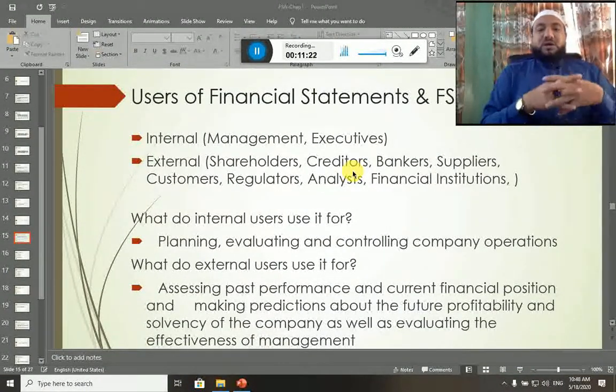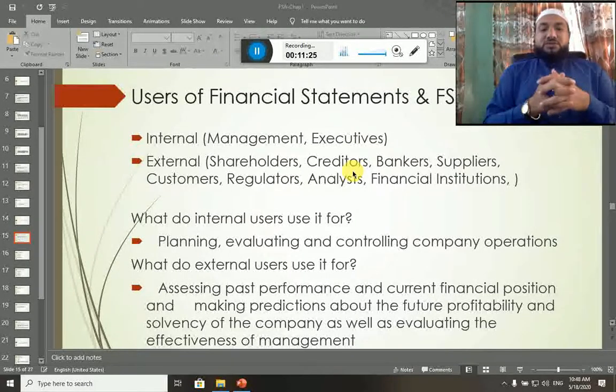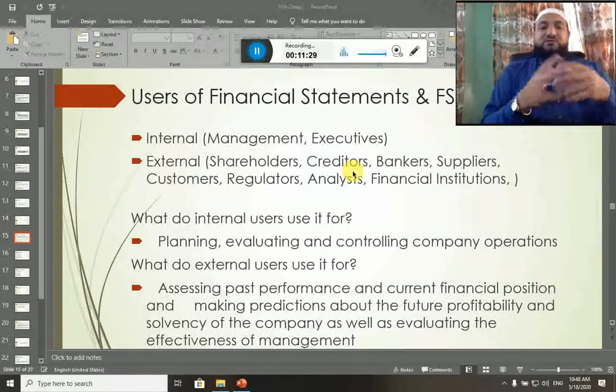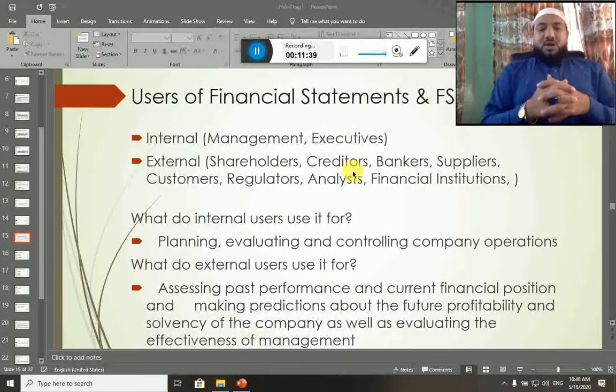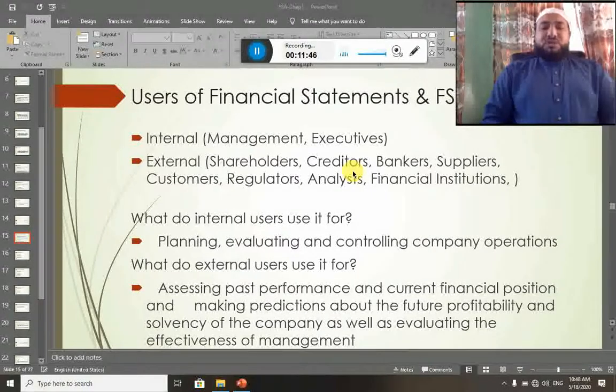Internal users may also use financial statements analysis and financial statements to evaluate the performance of the company, and then to put some controls on the company to improve their operations. Now, what do external users use it for? External users use the financial information and the financial statements analysis in order to assess the past performance, the current financial position, and make predictions about the future profitability, solvency, and other liquidity and stability of the company, as well as evaluating the effectiveness of the management, right?